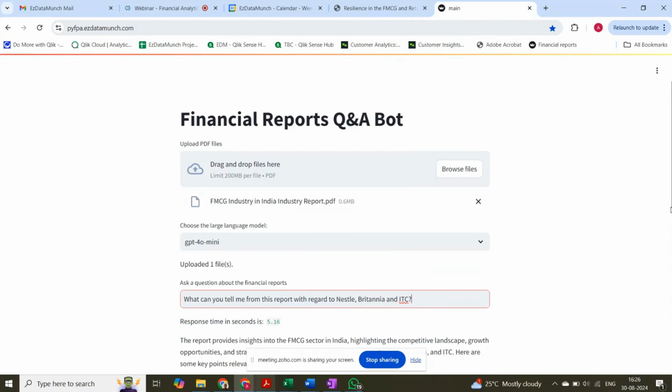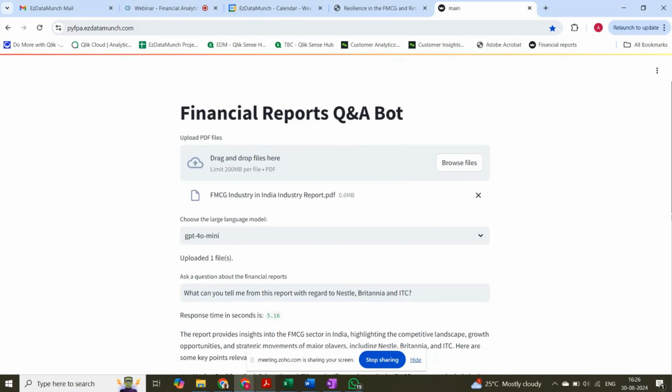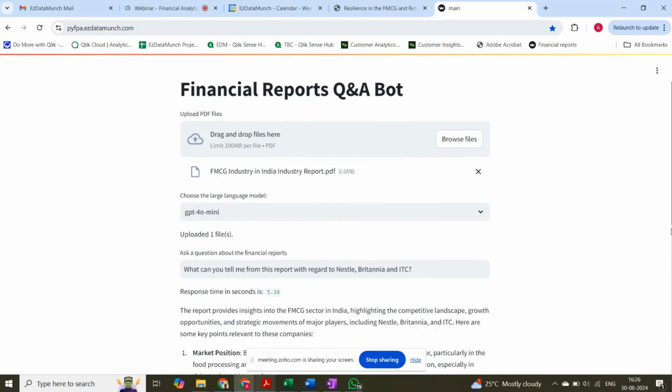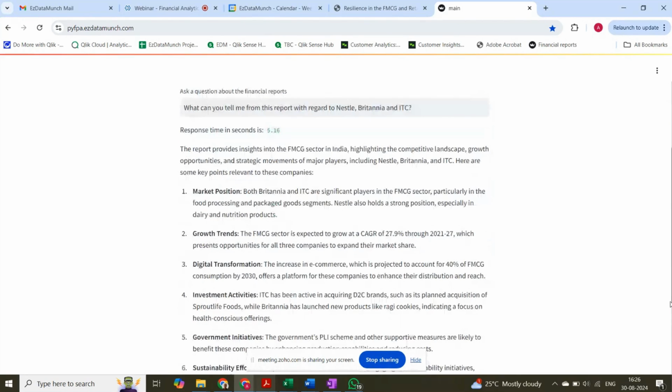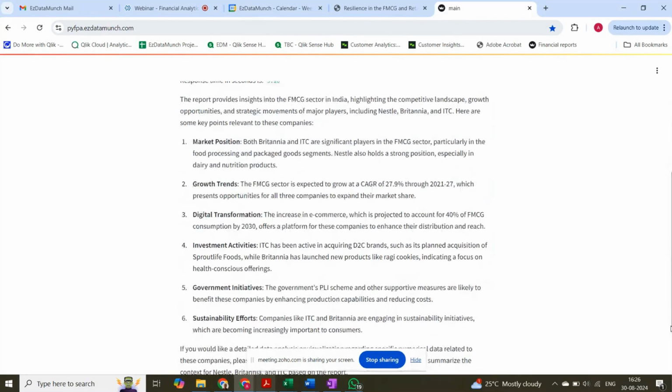Okay, let's come back with some answers. Let's see what the answers are. It's telling us Britannia and ITC are significant players in the FMCG sector that we know. But it's telling us now that Britannia and ITC are significant players in the food processing and packaged food segments, whereas Nestle is in dairy and nutrition. It's telling us what the FMCG sector is expected to grow at a certain CAGR.